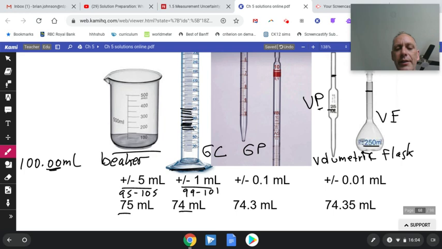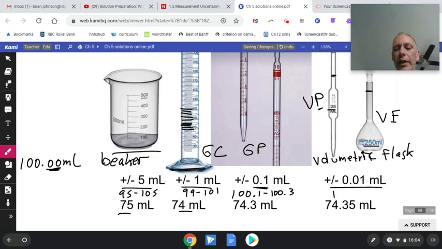Graduated pipettes go within 0.1. So now I could get down to 100.1 to 100.3. Still not good enough. I want to the 100th of a decimal place, and that's where the volumetric flasks come in. They measure plus or minus 1/100th of a milliliter.